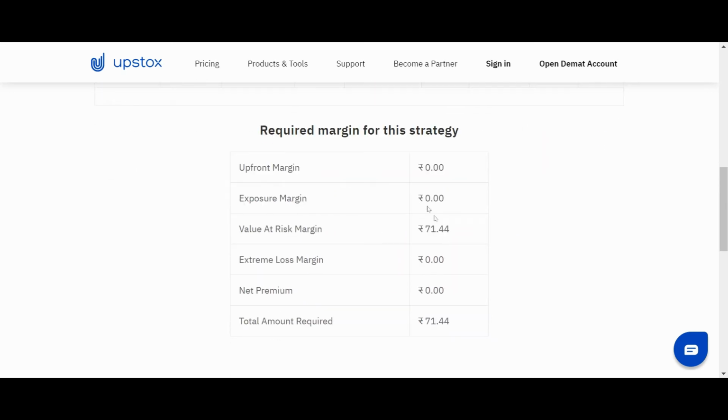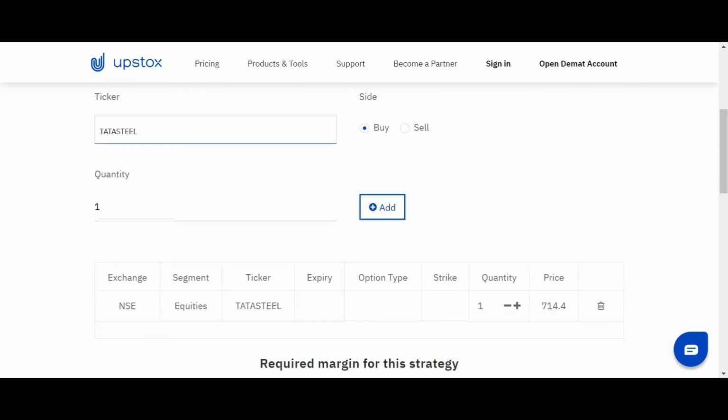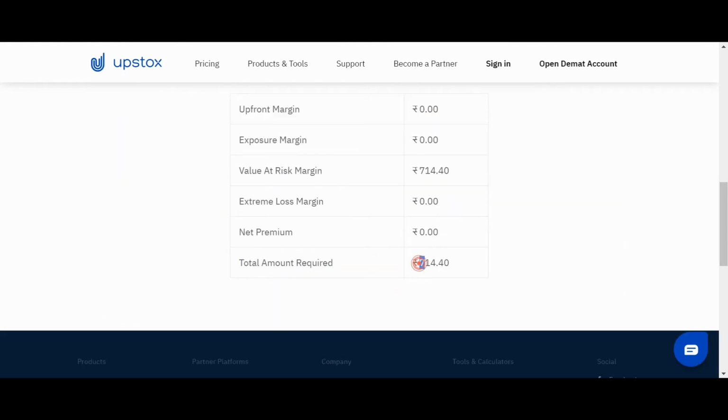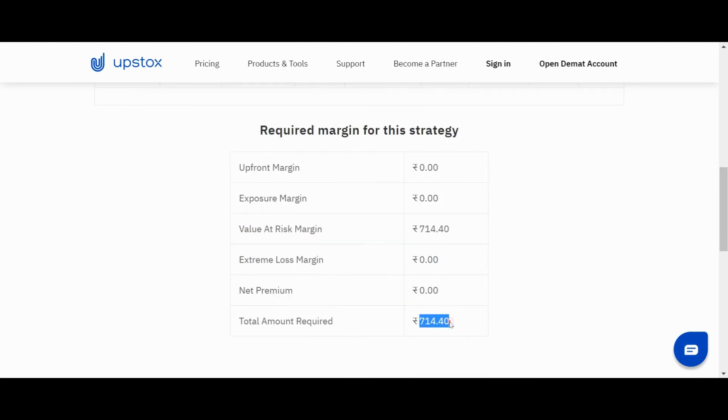So here you go. See, I don't need to pay the full amount, I just need to pay 71 rupees for one quantity. And if I want to trade for 10 quantities, I need to pay 71 into 10. Let's add it, delete, add. Here you go, 714 rupees. See, this is the margin.